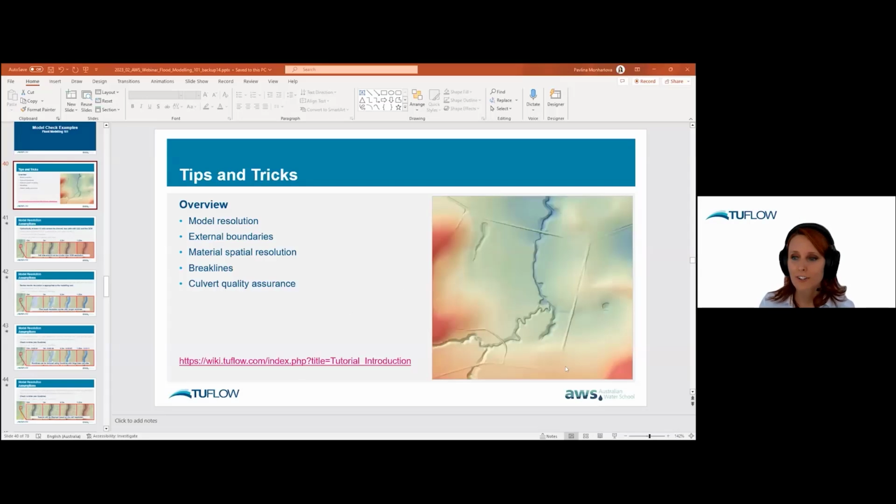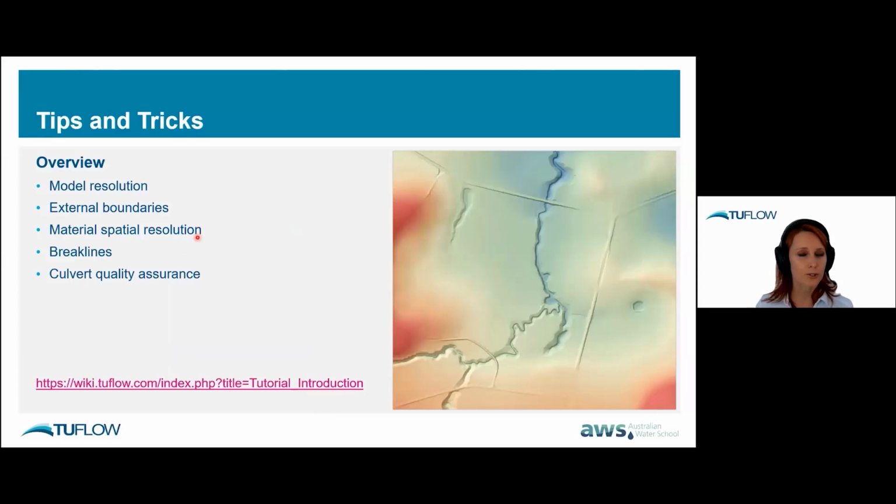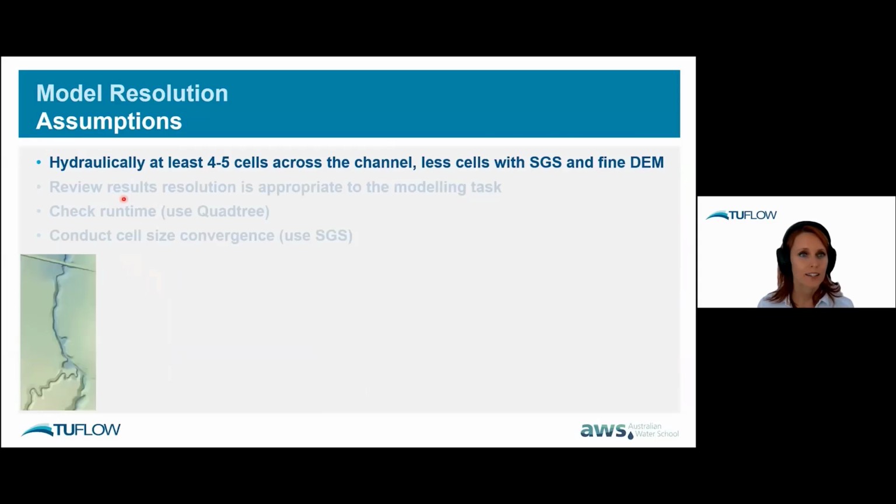The second half of the presentation will be on some tips and tricks. We will have a look at the model resolution, external boundaries, material spatial resolution, break lines, and culvert quality assurance. The first assumption for model resolution is you should get hydraulically at least 4 to 5 cells across the main channel. And if you are using subgrid sampling and a fine resolution DEM, you can get away with fewer cells.